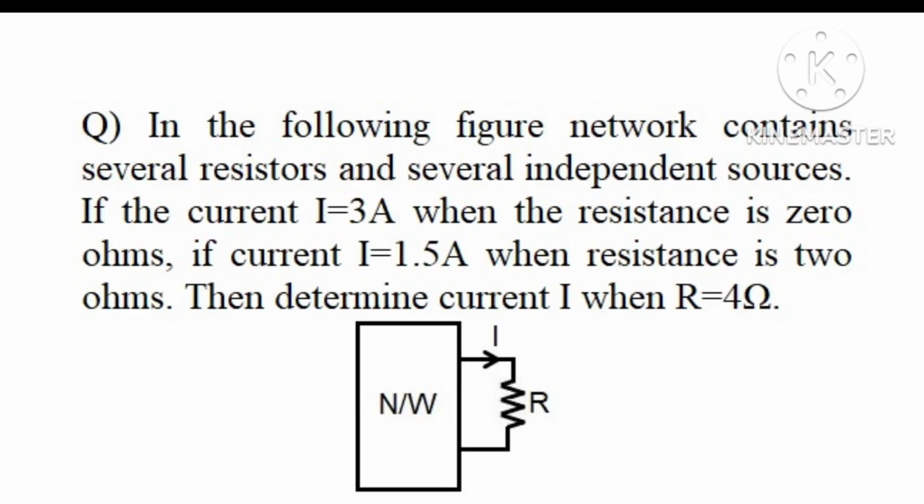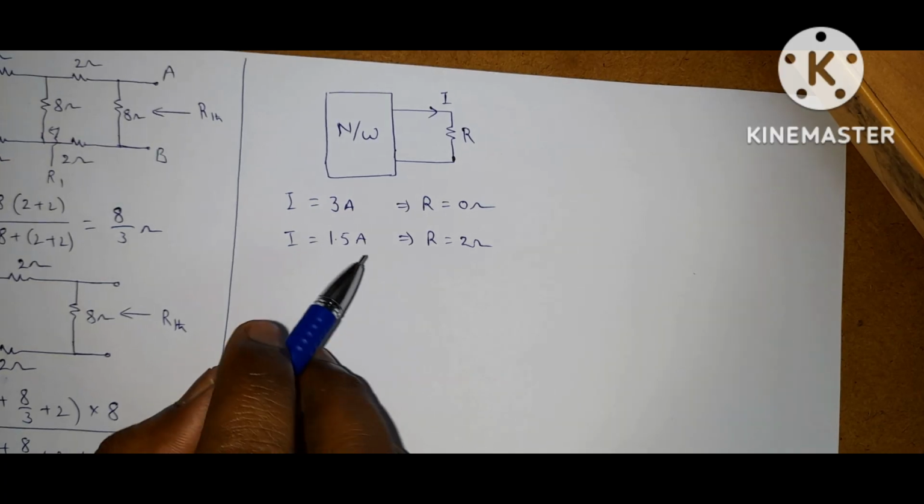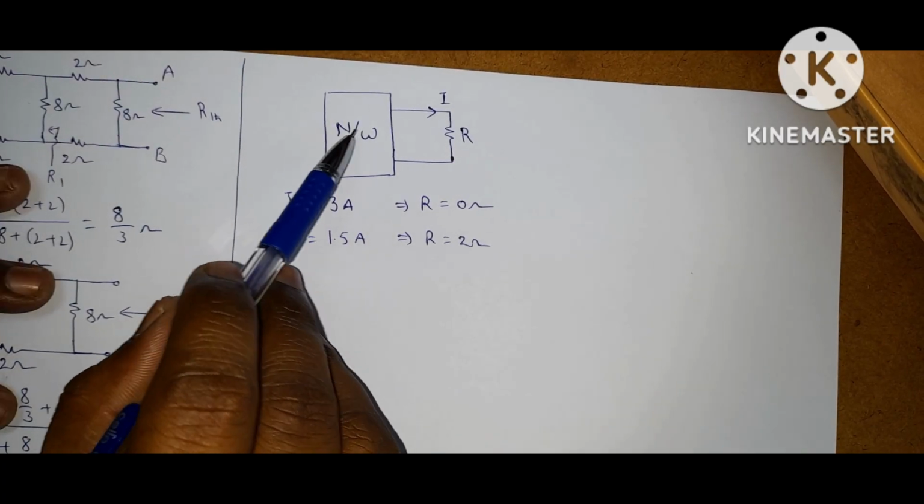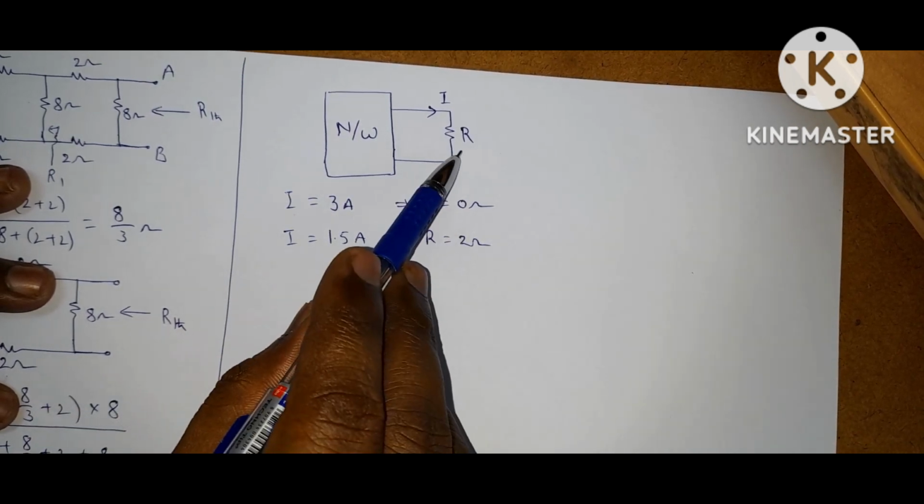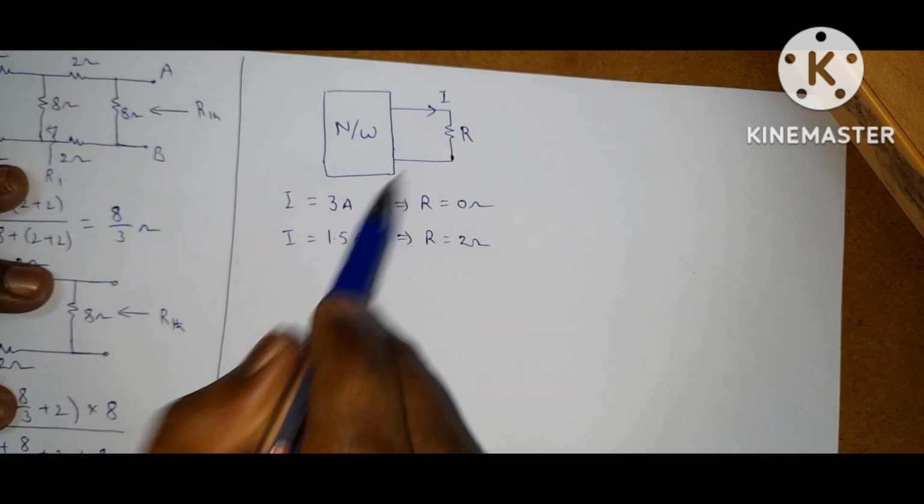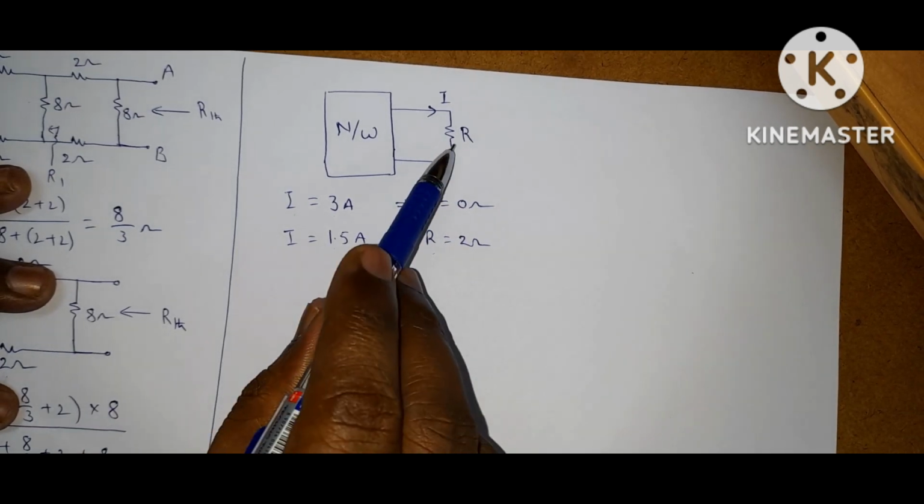Next question is, in the following figure, the network contains several resistors and several independent sources. If the current I equals 3 amps, then the resistance is 0 ohms. If current I equals 1.5 amps, then resistance is 2 ohms. Then determine current I when R equals 4 ohms. This is the given data. That means if R equals 0 ohms, current is 3 amps. If R equals 2 ohms, current is 1.5 amps.